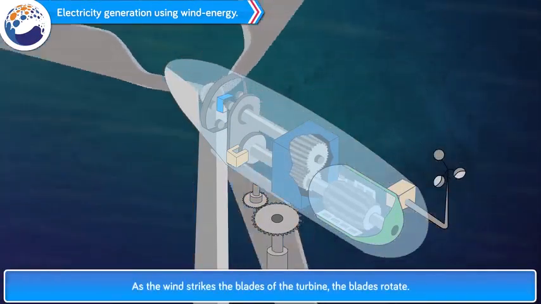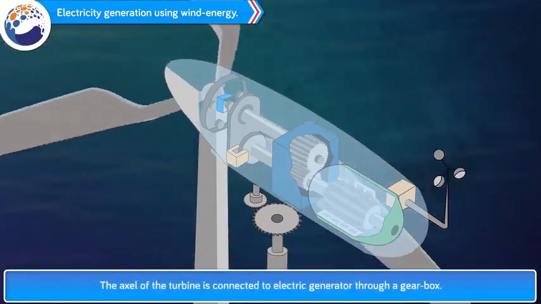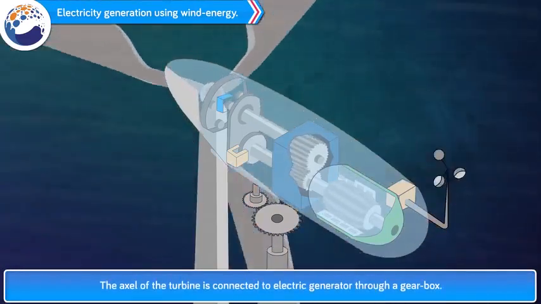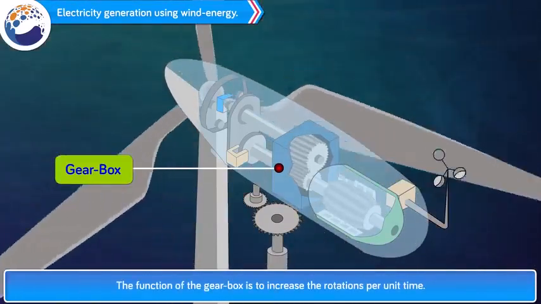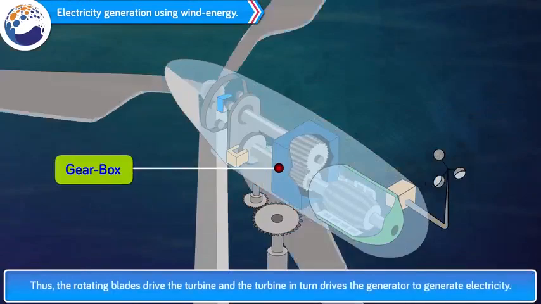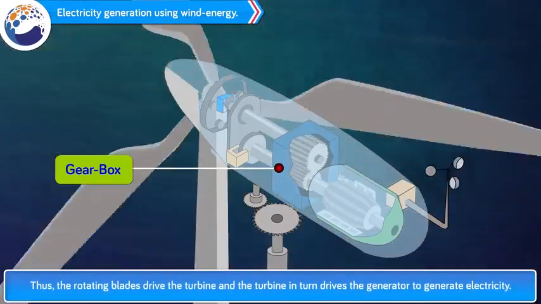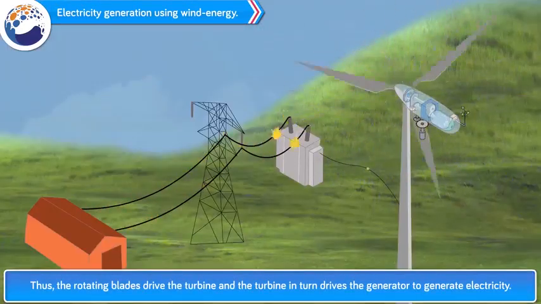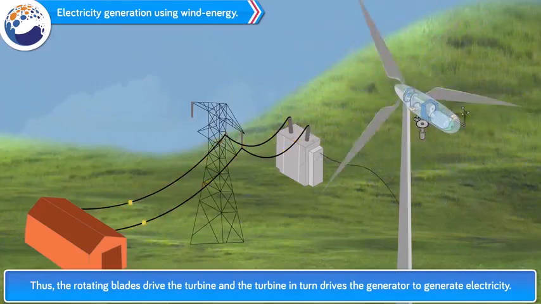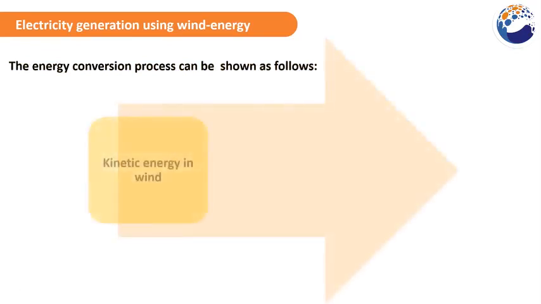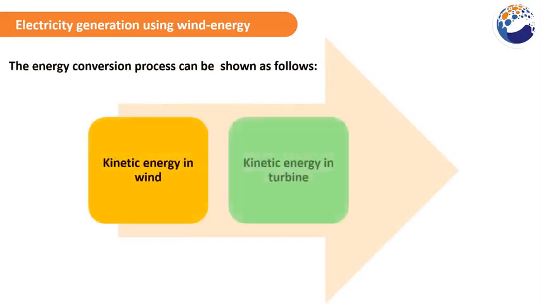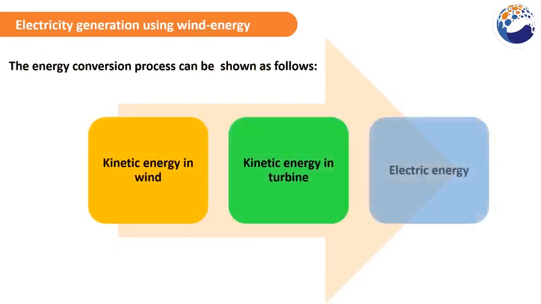As the wind strikes the blades of the turbine, the blades rotate. The axle of the turbine is connected to the electric generator through a gearbox. The function of the gearbox is to increase the rotations per unit time. Thus, the rotating blades drive the turbine, and the turbine in turn drives the generator to generate electricity. The energy conversion process can be given as: the kinetic energy of the wind is converted into kinetic energy in the turbine. Kinetic energy in the turbine is now converted into electric energy.